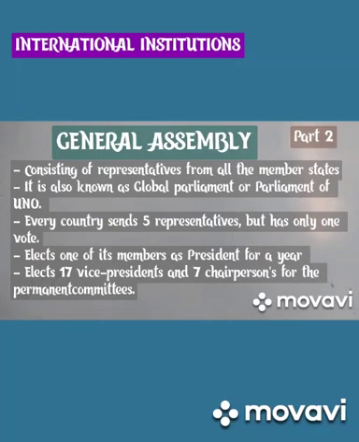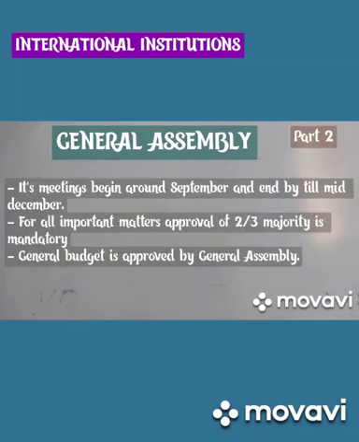They elect one of its members as president for a year. So here, the term for the president will be only 1 year. And they also elect 17 vice presidents and 7 chairpersons for the permanent committees. Some committees are there, and for those, they select these chairpersons and vice presidents. The meetings of the General Assembly begin around September and end by mid-December.